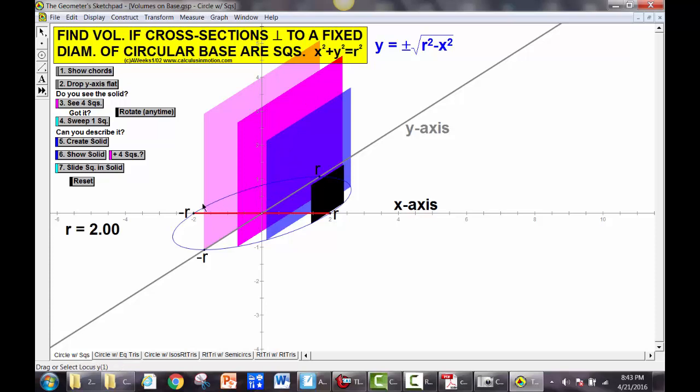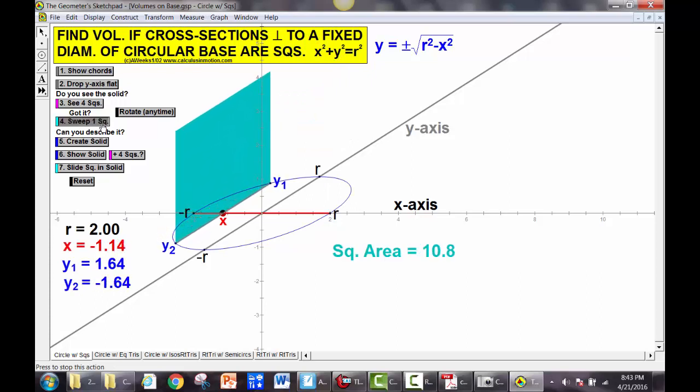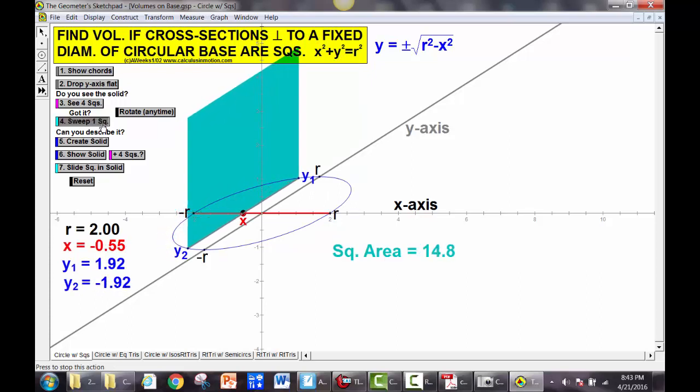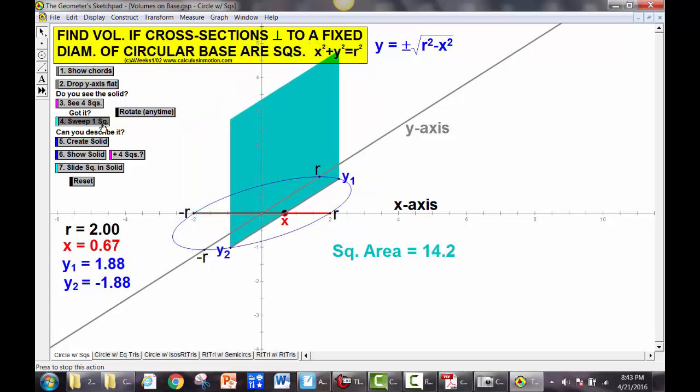You should try and picture what's going to happen if I fill this with these squares. All right, so I'm going to sweep one so you can see where it starts. So this is what it does. As we go across, the squares get bigger and bigger and bigger, and then they get smaller and smaller and smaller.